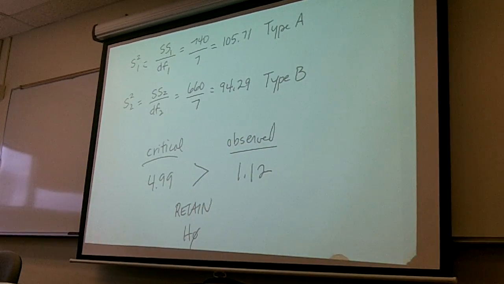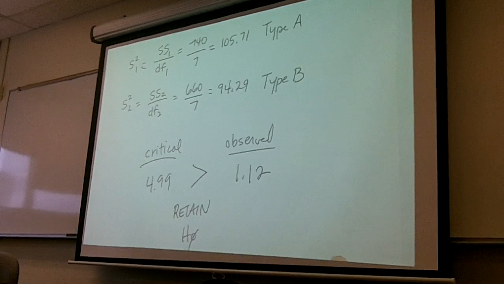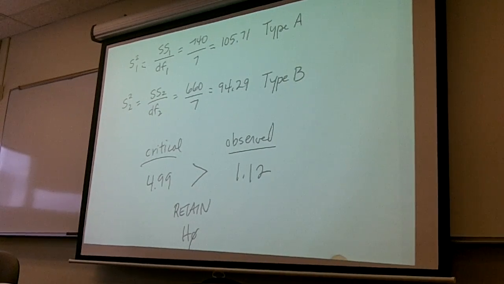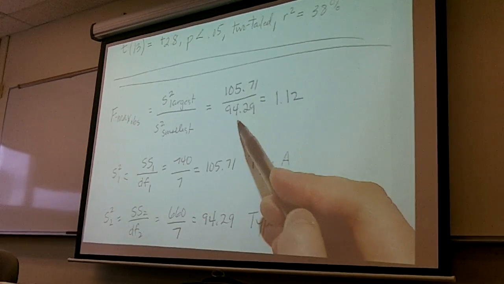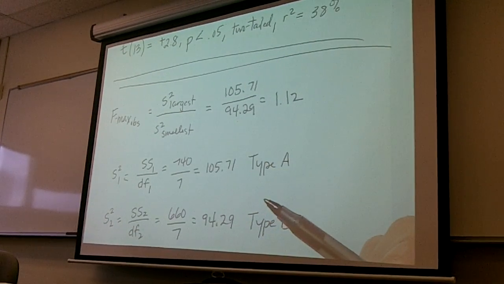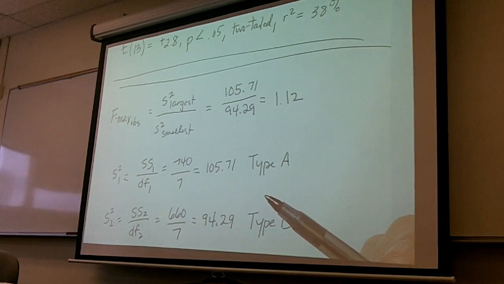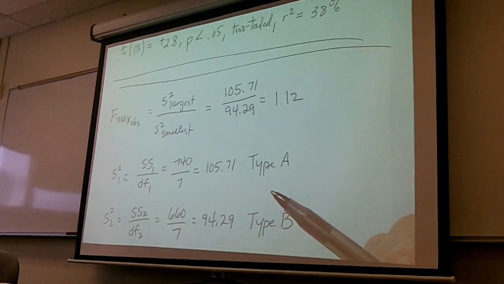Is that good or bad? That's good. Because what does it mean when I retain the null hypothesis? It means there's no difference between the groups. And what groups am I comparing here? I'm comparing their variances, right? And what I'm finding is that the variances are not different from one another.